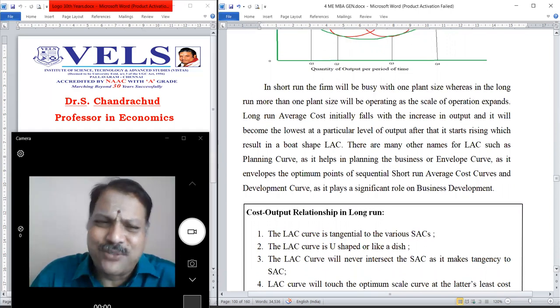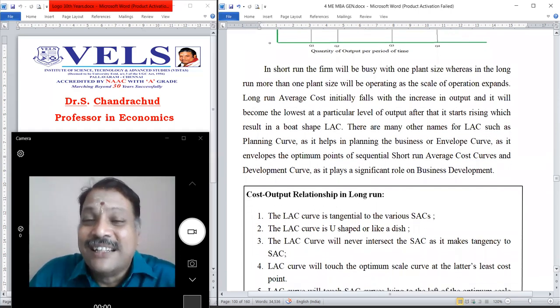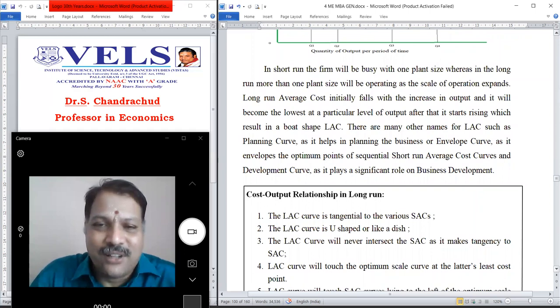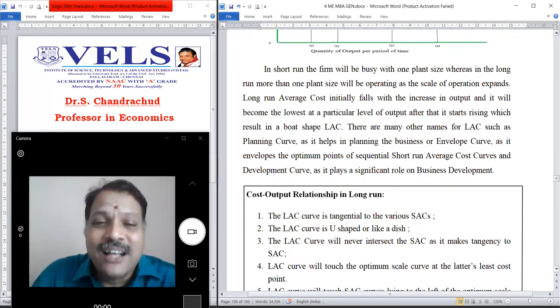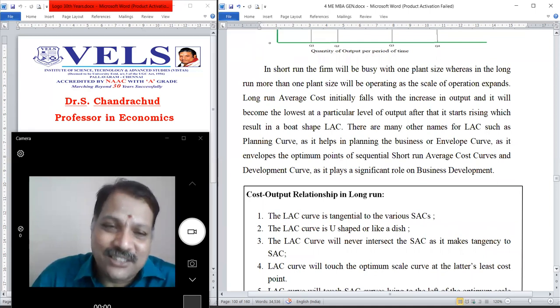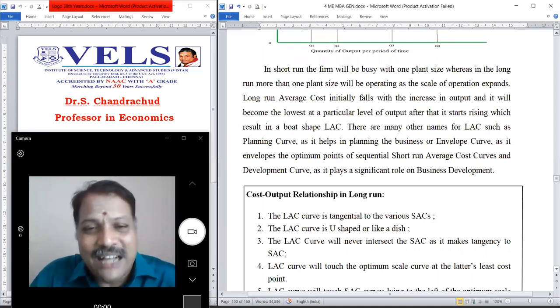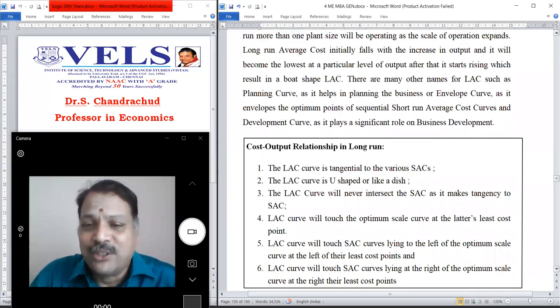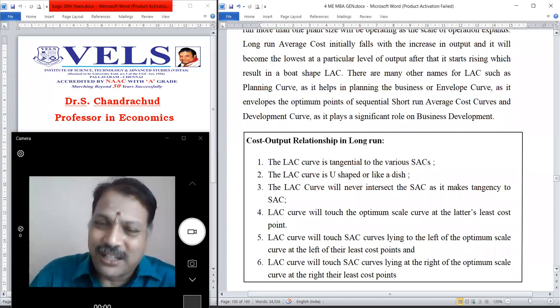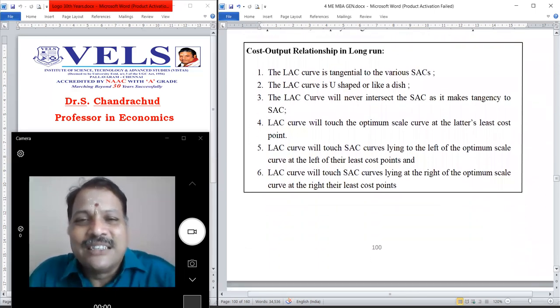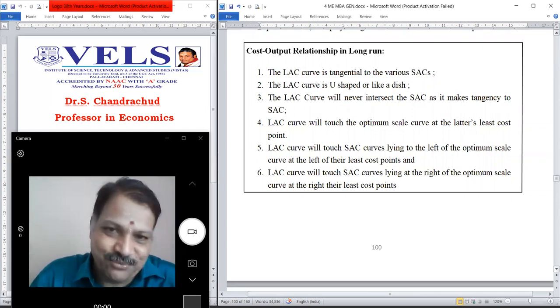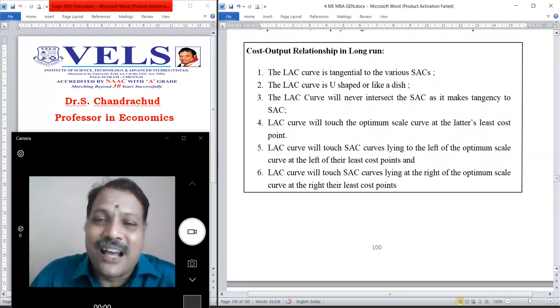There are many other names for the long-run average cost curve, such as planning curve, as it helps in planning the business, or envelope curve, as it envelopes the optimal points of the sequential short-run average cost curves. And it is called development curve, as it plays a significant role in business development. So what are the implications in this particular long-run cost output relationship? Number one, the long-run average cost curve is tangential to the various SACs. This is the first implication. Second, the long-run average cost curve is U-shaped, or like a dish.